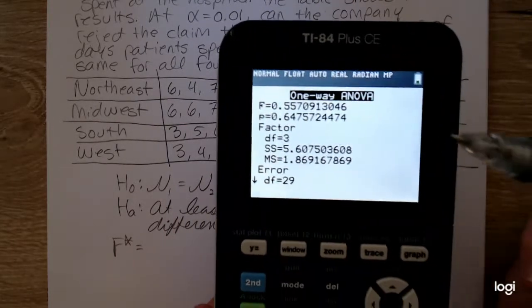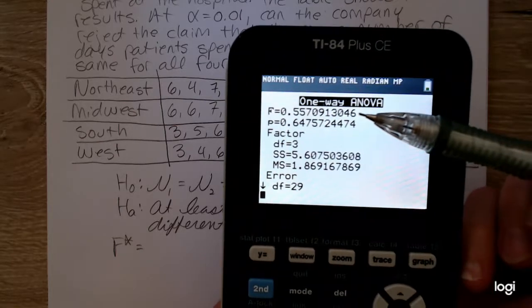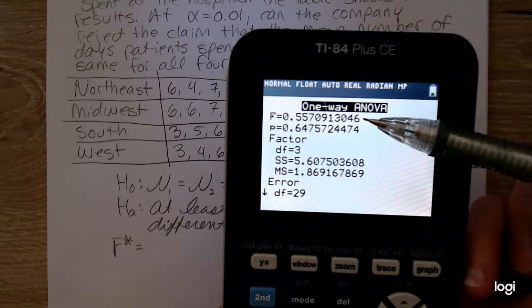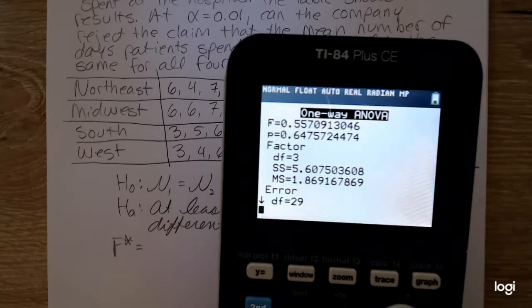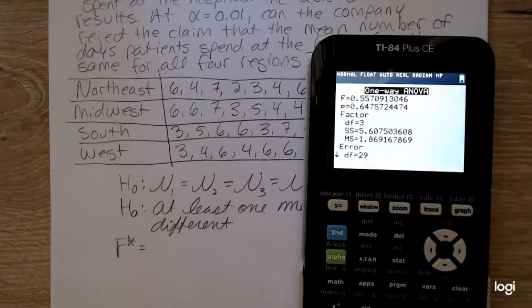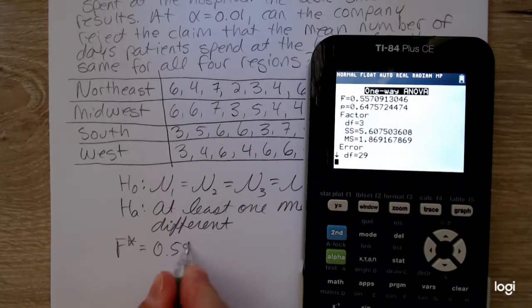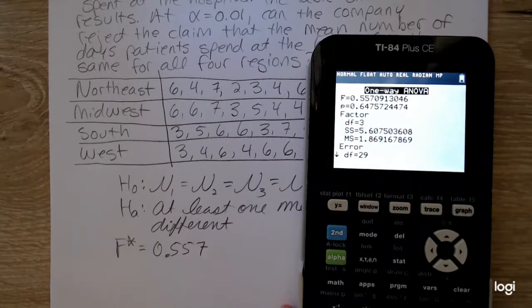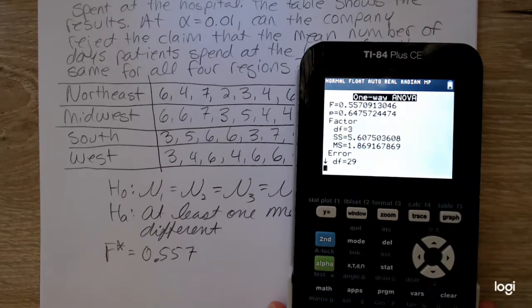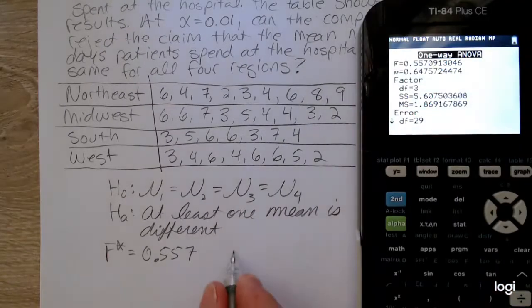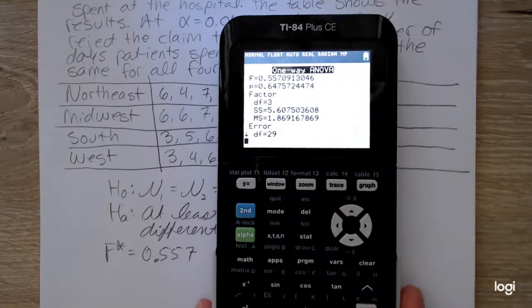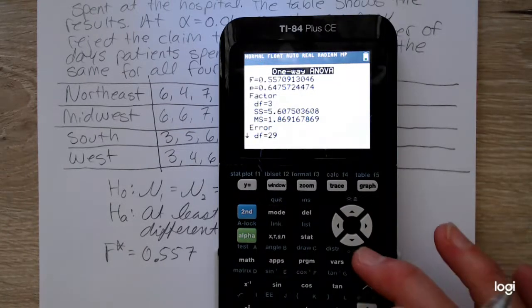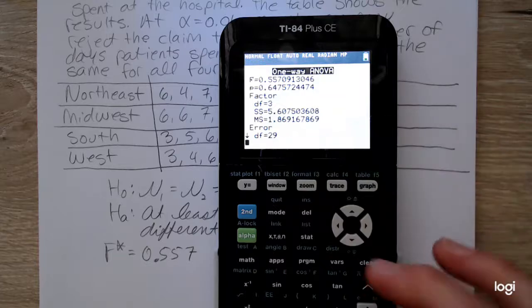Basically, it will give the analysis of variance table. The first item is the test statistic, rounded to 3 decimal places. That's 0.557. And the corresponding p-value is 0.648. If you needed the pieces for a homework problem, you could scroll down and get all of the pieces.